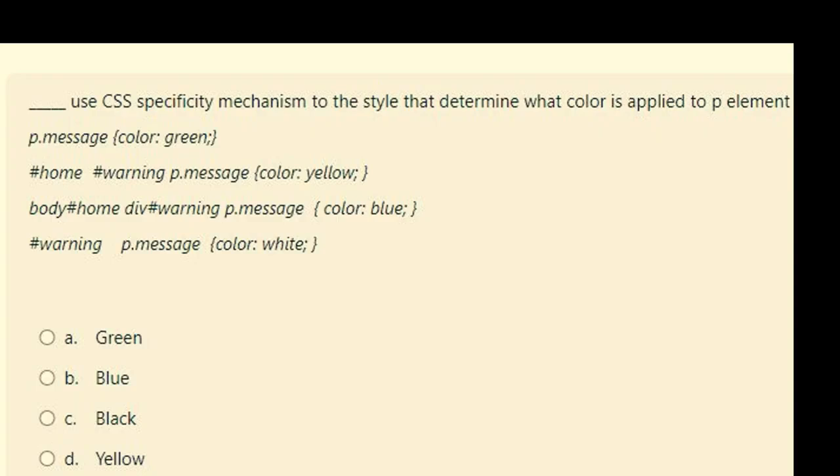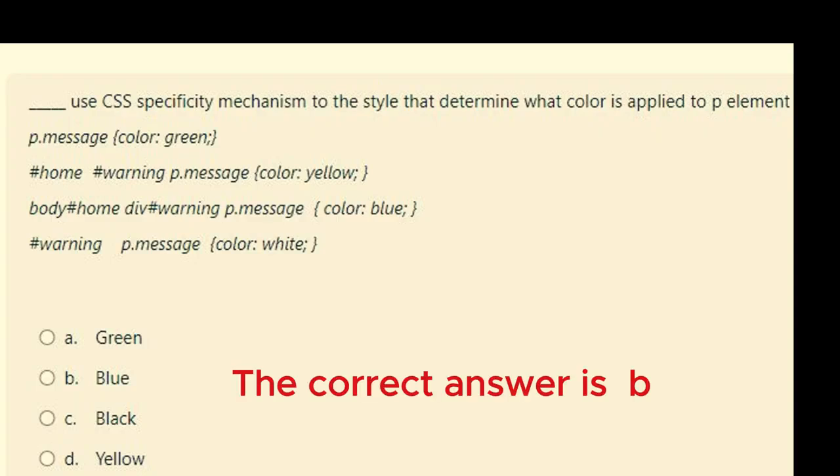Specificity is calculated based on the types of selectors used, with the following hierarchy, from highest to lowest priority: inline styles, ID selectors, class selectors, attribute selectors, pseudo-classes, type selectors (element names), and pseudo-elements. Let's calculate the specificity for each rule. p.message: 0, 0, 1, 1, equals 1 class plus 1 element, specificity 0, 1, 1. #home #warning p.message: 2, 0, 1, 1, equals 2 IDs plus 1 class plus 1 element, specificity 2, 1, 1.